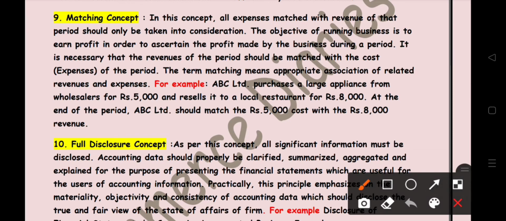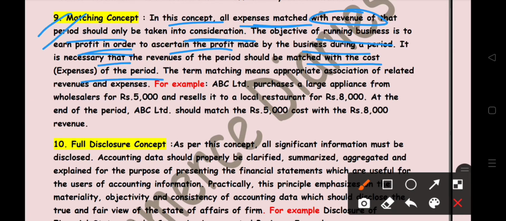Next, the matching concept. In this concept, all the expenses of that period should be matched with the revenue and taken into consideration. The objective of running a business is to earn profit. In order to ascertain the profit made by the business during the period, it is necessary that the revenue of the period be matched with the cost and the expenses. So, according to the matching concept, we have to match our revenue with our expenses.